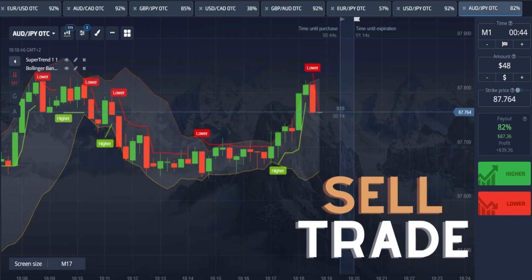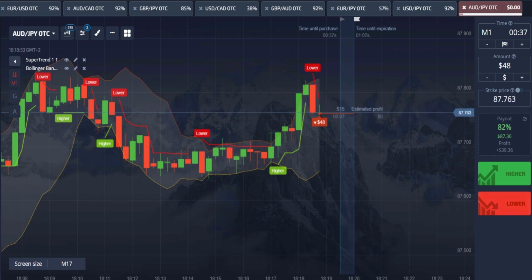Here's a sell trade I've taken based on our strategy. The candle closed above the upper Bollinger Band. Then, we got a Supertrend sell signal. The Bollinger Band size looks perfect, meeting all the requirements for this strategy. I've entered a 1-minute sell trade.